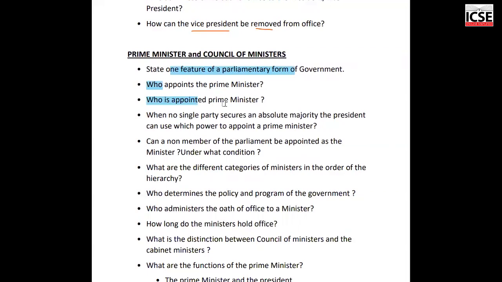The leader of the party that secures a majority. When no single party secures a majority, then which power can the President use to appoint a Prime Minister? He can use his discretion. He can use his discretionary powers.